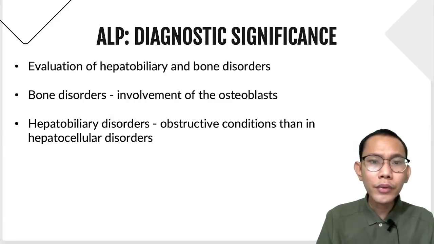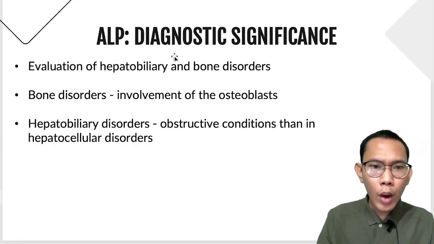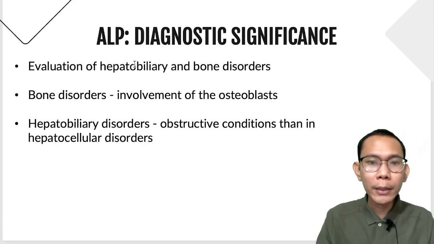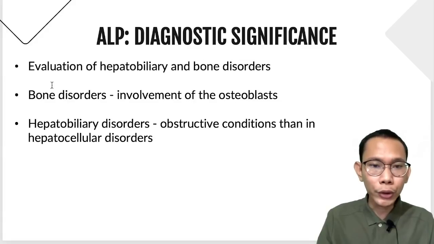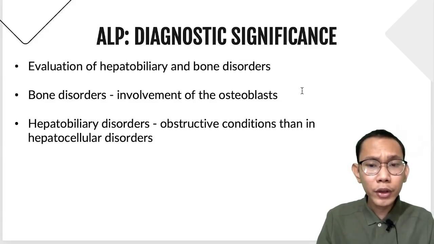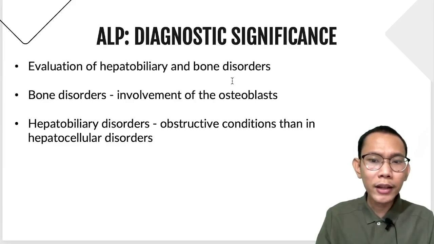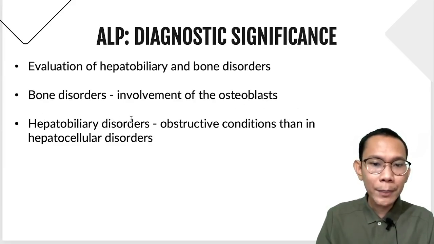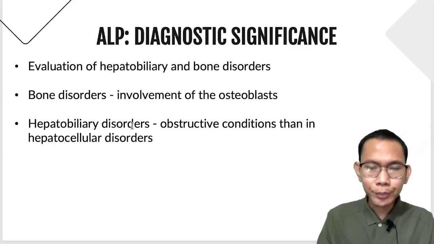So, in terms of the diagnostic significance niya, again, number one, we have already been discussing this, talking about your hepatobiliary, your liver diseases, your biliary tract diseases and your bone disorder. Bone disorder, involvement of your osteoblasts, kasi diba, we have a lot of osteoblastic activity. And then for your hepatobiliary disorders, more of your obstructive conditions than your hepatocellular disorders. Again, when you talk of your ALP, pag hepatobiliary, more of obstruction than your hepatocellular disorders.